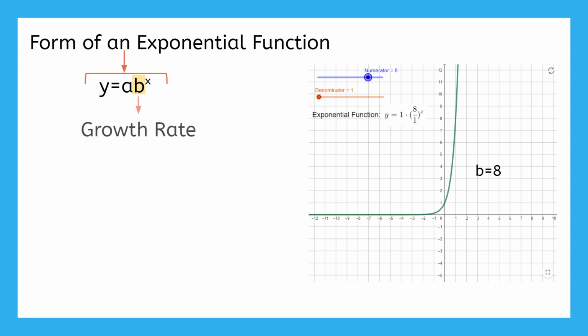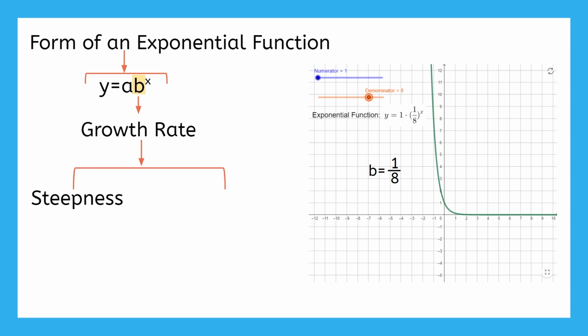b, the base of the exponent in an exponential function, is called the growth rate because it tells us how quickly the outputs grow, which we can call the steepness. I wonder what will happen if we make the b value very small, like a fraction. Let's change our b value from 8 to 1/8.